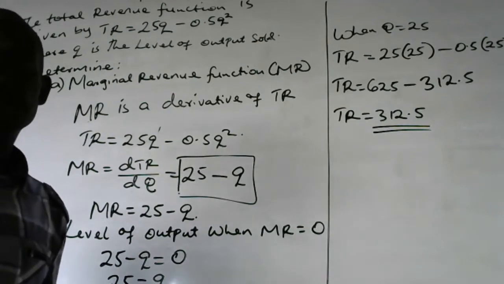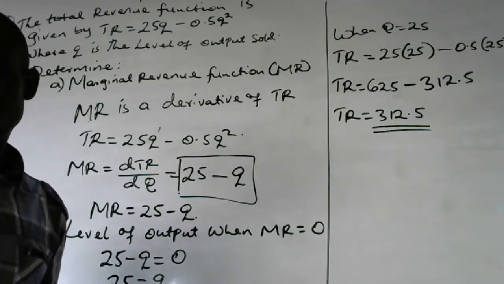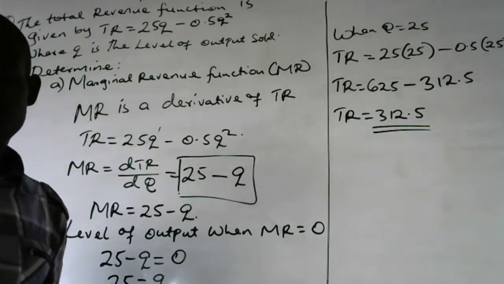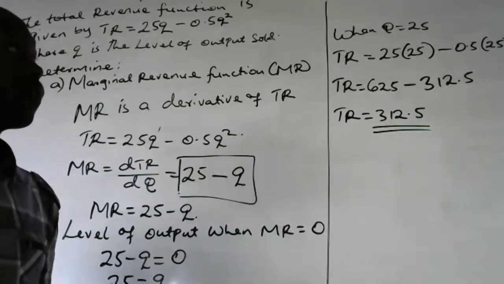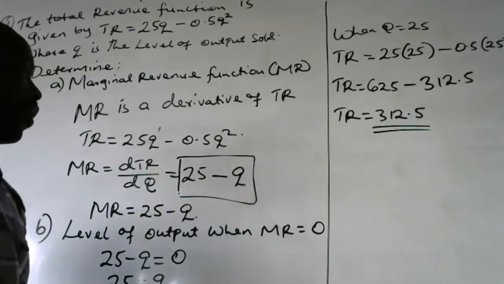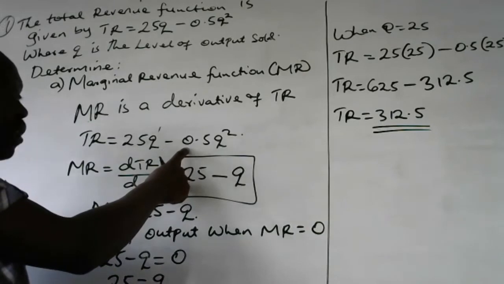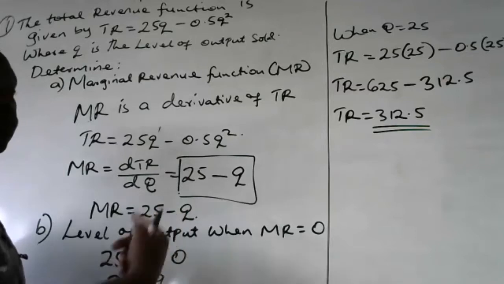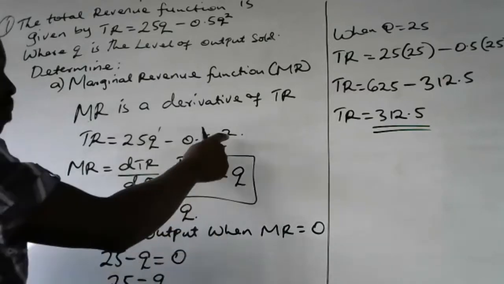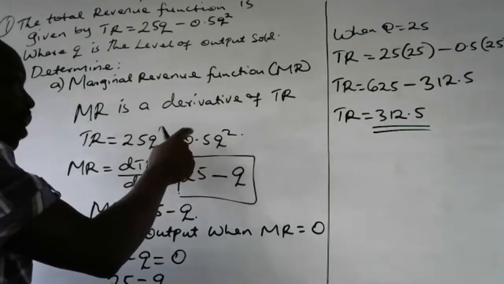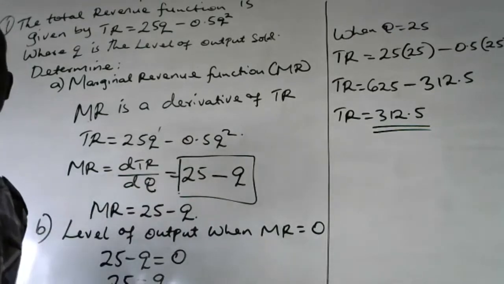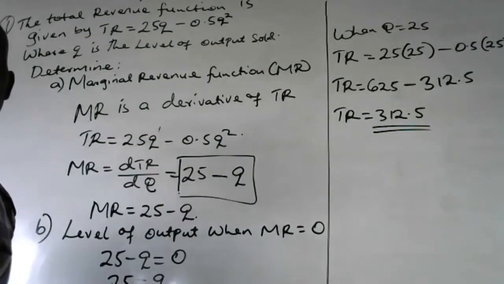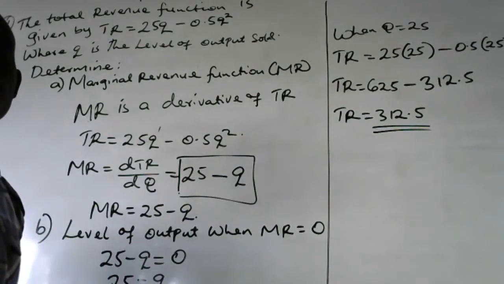Any questions? I didn't know where the 0.5 went. This one? Yes. It went because 2 times 0.5 is 1. We know the rule of differentiating: the power 2 is multiplied by 0.5, the answer is 1, and 1 times Q is the same as Q. Noted. Okay.